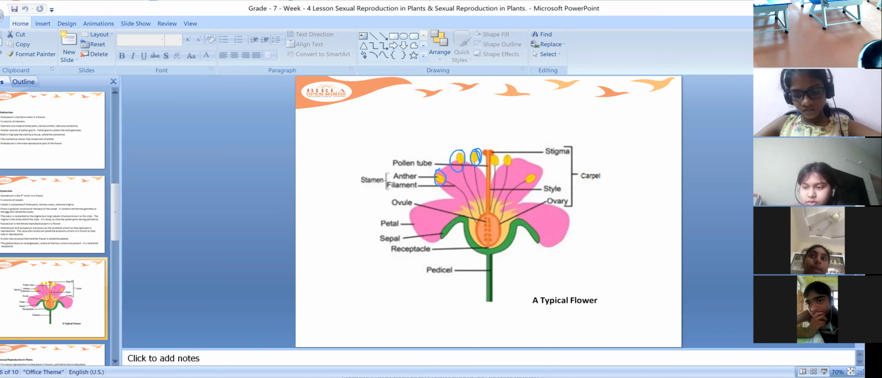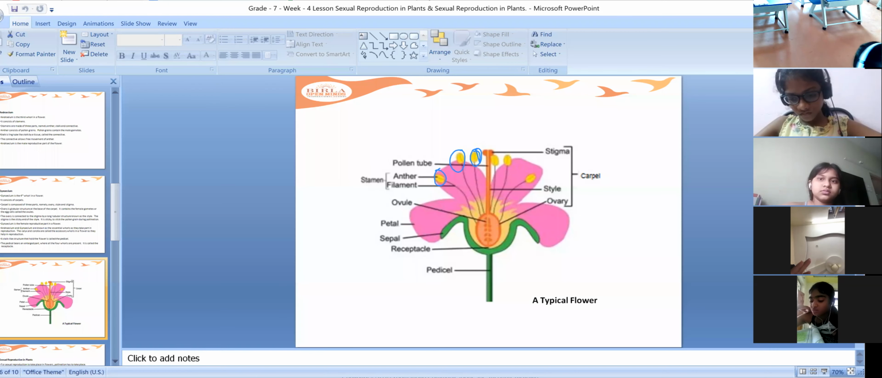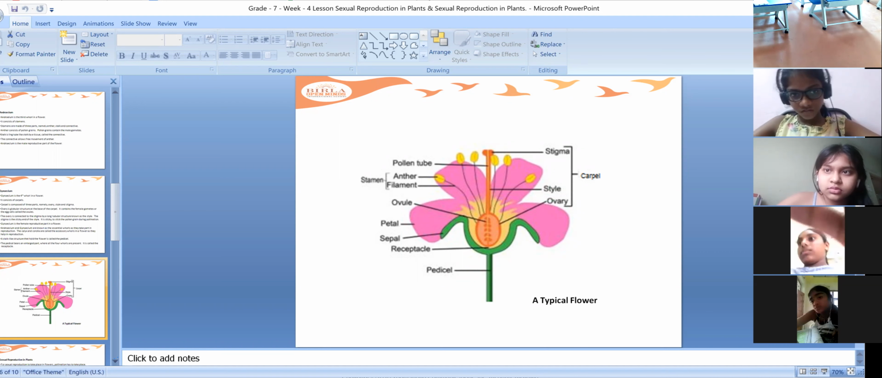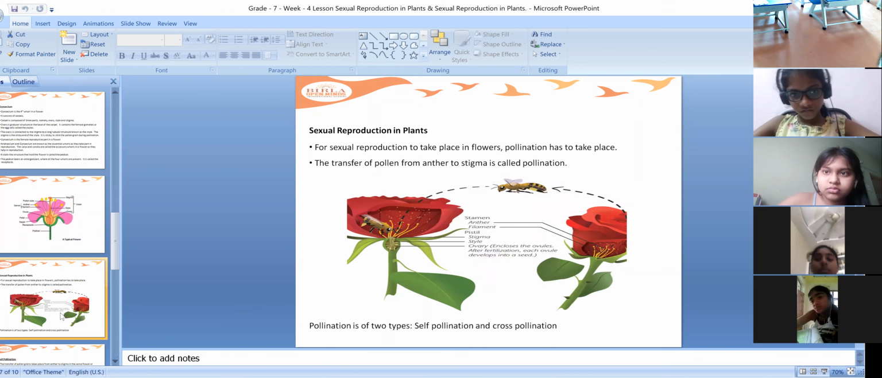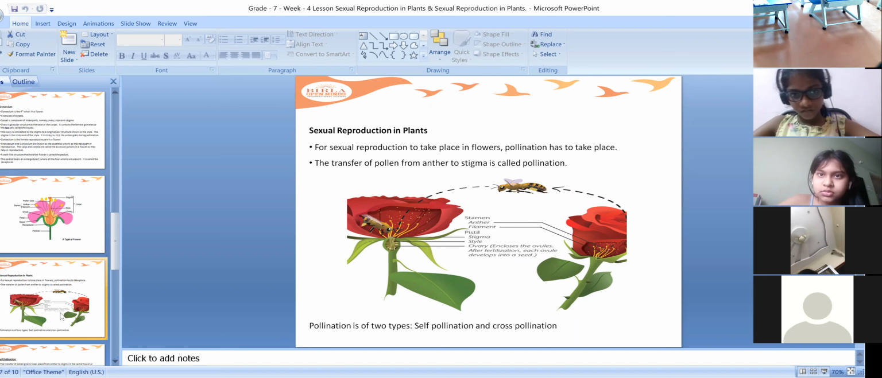So they transfer these pollen grains to another flower. When the insect sits on another flower, it transfers these pollen grains, and cross-pollination or reproduction takes place. You can see in this picture the bee which sat on this flower is going and sitting on another flower, transferring the pollen grains from one flower to another.